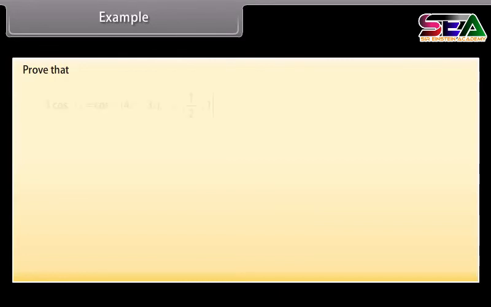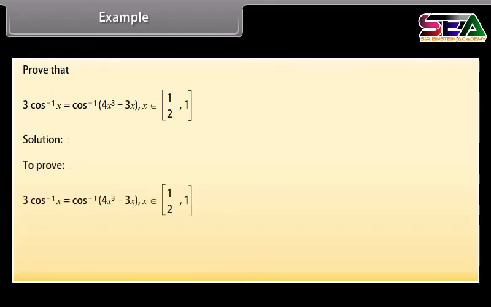Example. Prove that 3 cos inverse x is equal to cos inverse of 4x cube minus 3x, where x belongs to [1 by 2, 1]. Solution. To prove 3 cos inverse x is equal to cos inverse of 4x cube minus 3x, x belongs to [1 by 2, 1]. Let x be equal to cos theta, then cos inverse x is equal to theta.